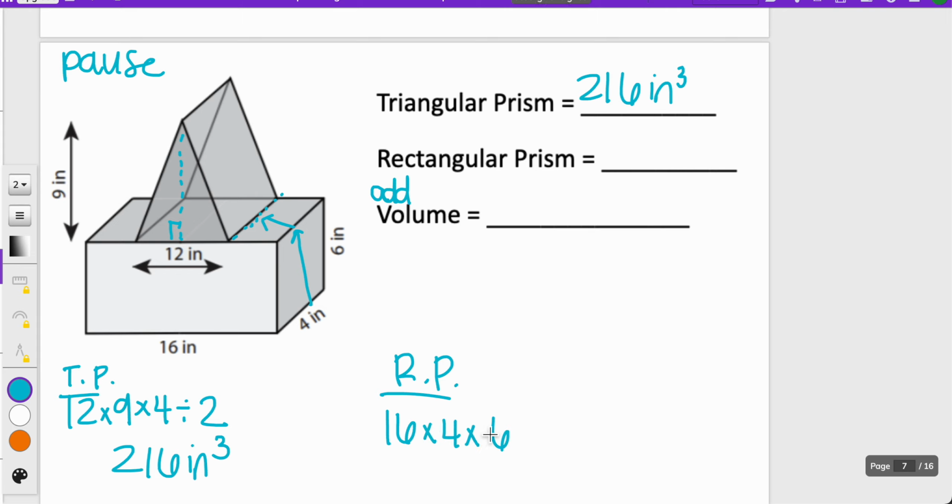No dividing, no fancy stuff, so 16 times 4 times 6 gives me 384 cubic inches. So I'm going to add that to my list right here. And then because these are stacked on top of one another, they're both taking up space outside of one another. We're going to add 384 plus 216, and we're ending up with 600 even.